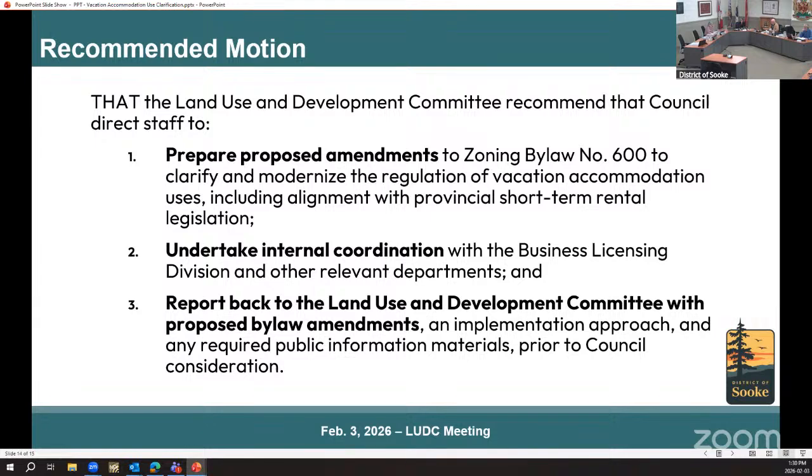And with that, staff are recommending that the Land Use and Development Committee recommend that council direct staff to prepare the zoning bylaw amendments and report back to the committee prior to council consideration. That concludes my presentation, and I'm available for questions. Thank you.